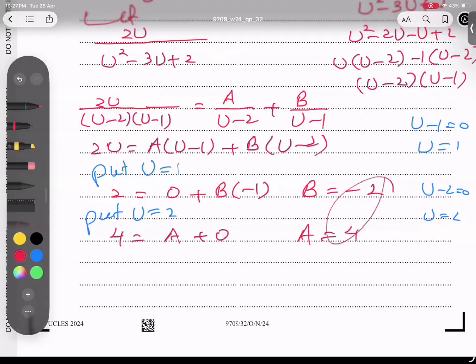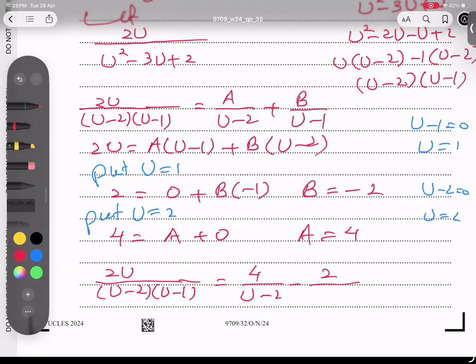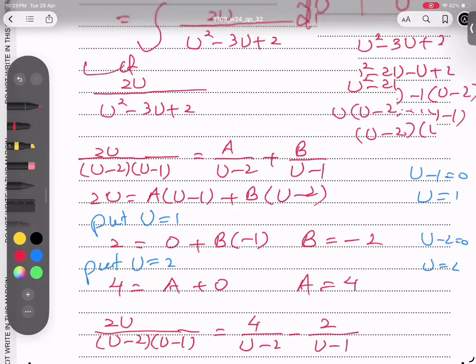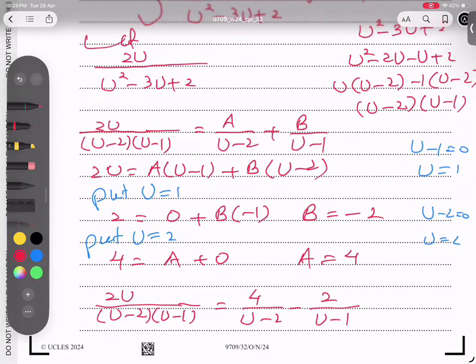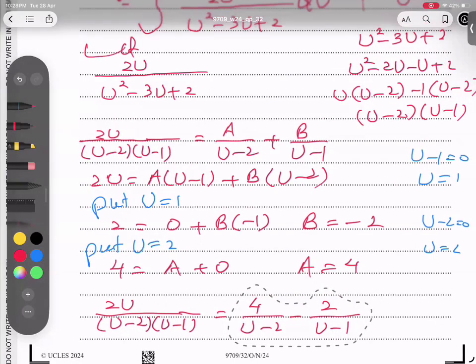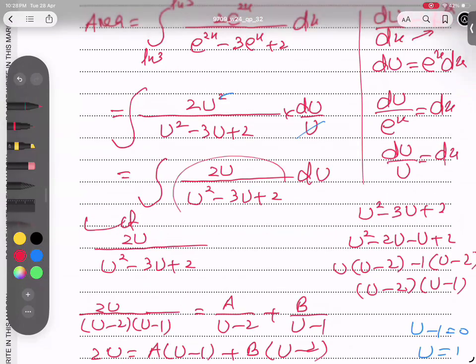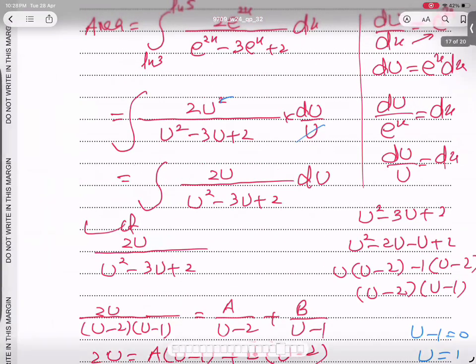Now I'm going to plug both values back in the equation. So I'm getting 2u over (u minus 2)(u minus 1) is equal to a value 4 over u minus 2 and b value negative 2 over u minus 1. And the negative I'm writing in the middle, no problem at all. This is done. So after this, student, what is the next plan? The next plan is I'm going to replace it there. So let's take a look here. This I'm copying from here. I'm going to place this here. I'm going to do the next page.